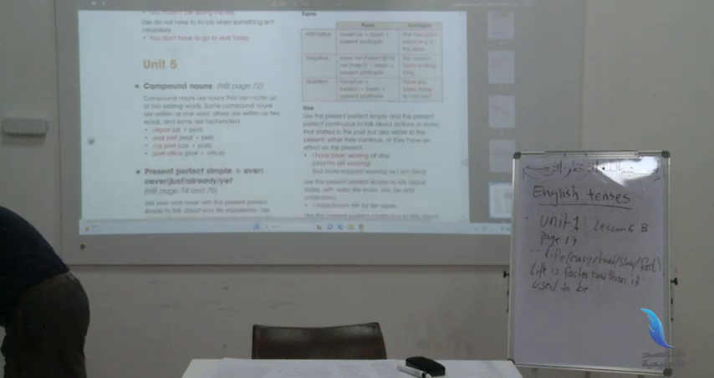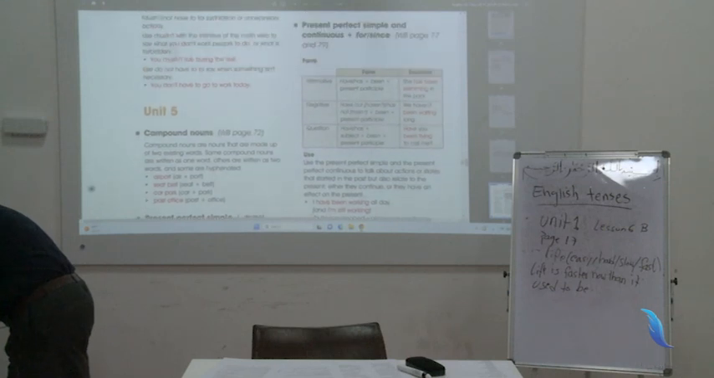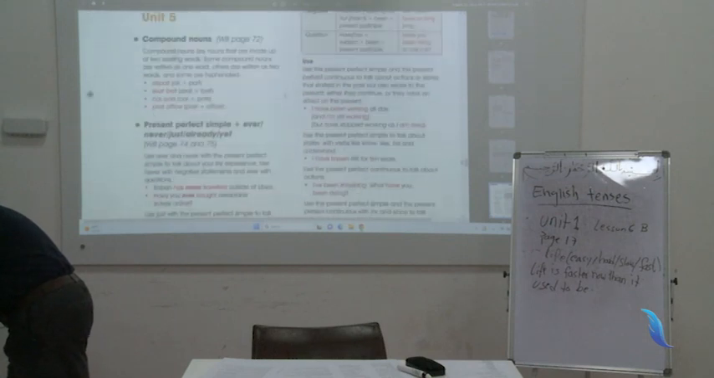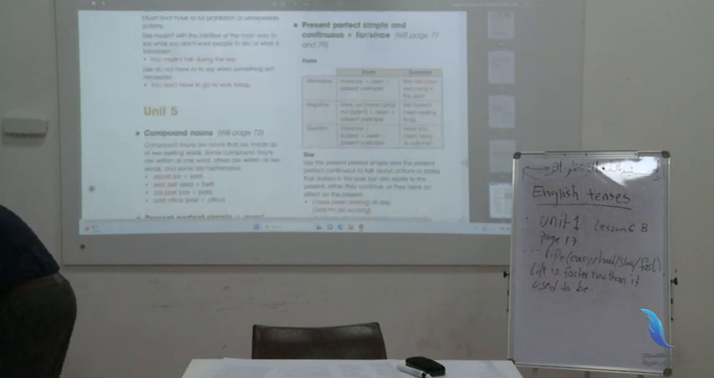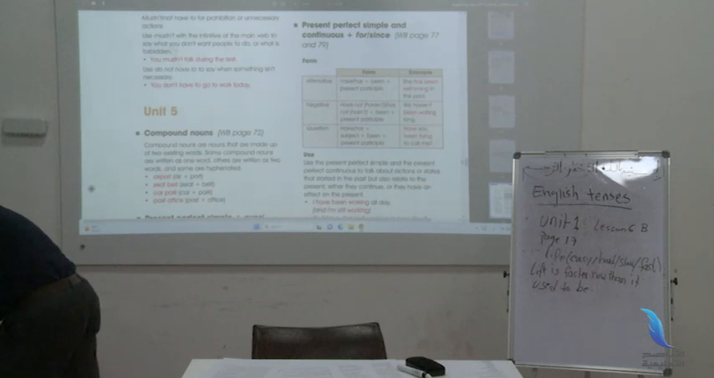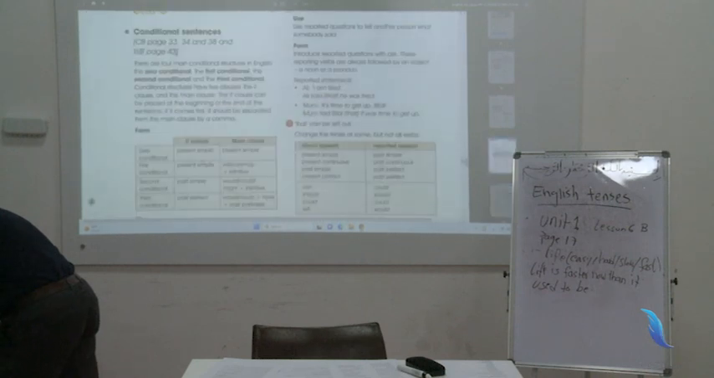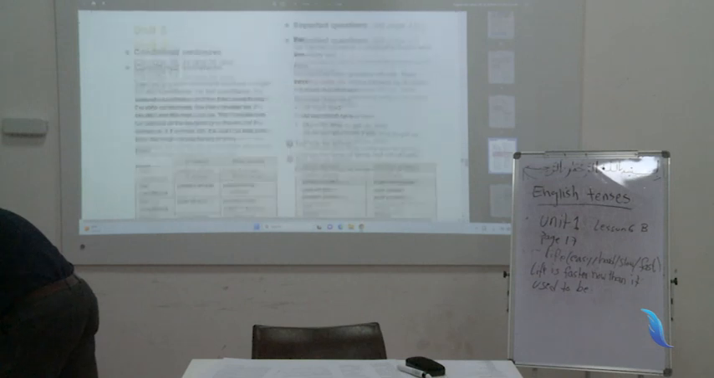So in the affirmative, as you can see here in this table, the form is have or has plus been plus present participle. She has been swimming in the pool, so we got into the continuous.